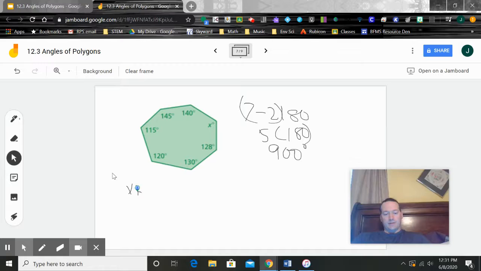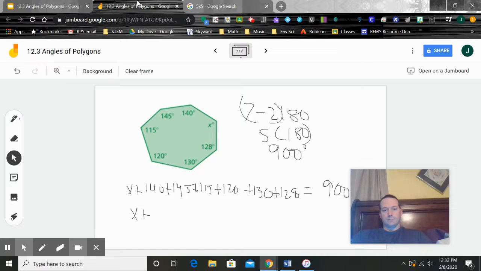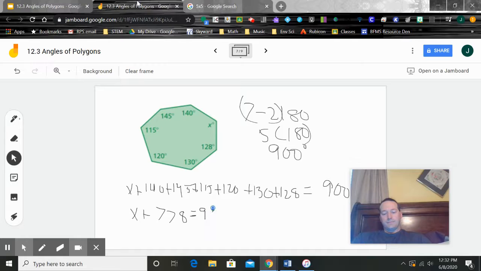So x plus 140 plus 145 plus 115 plus 120 plus 130 plus 128. So here I got 7 angles. 1, 2, 3, 4, 5, 6, 7. That equals 900. Now we go ahead and add those numbers together. Those numbers add up to 778. Subtract 778. Okay, so I'm going to move over a little bit. So x equals, let's count up, that's 22, so 122.